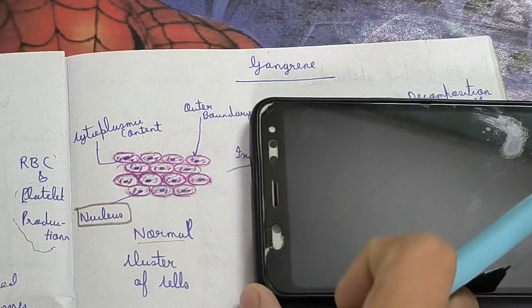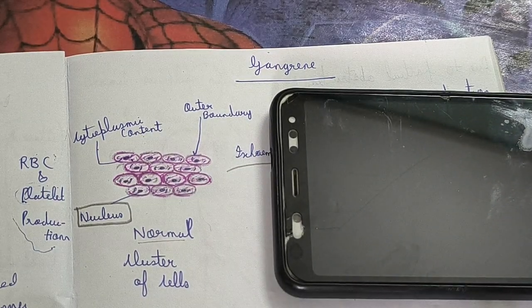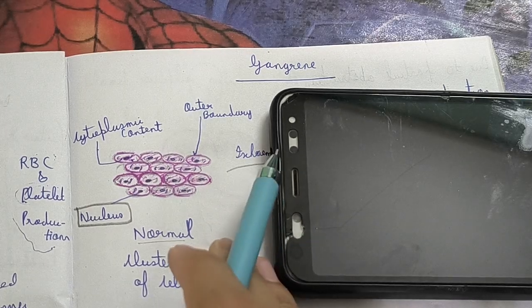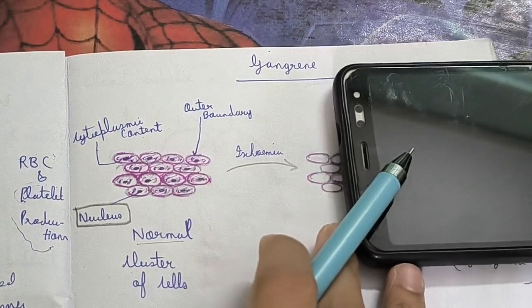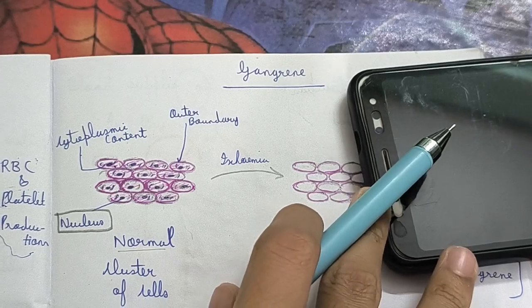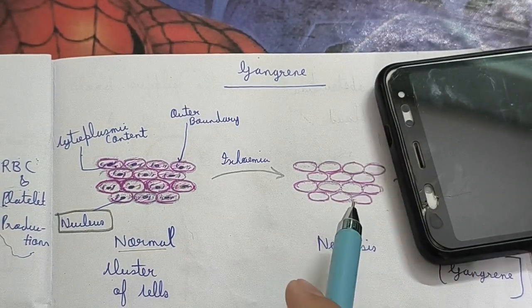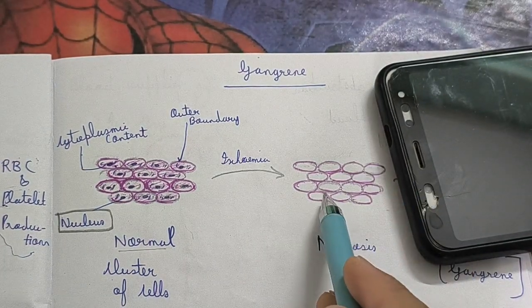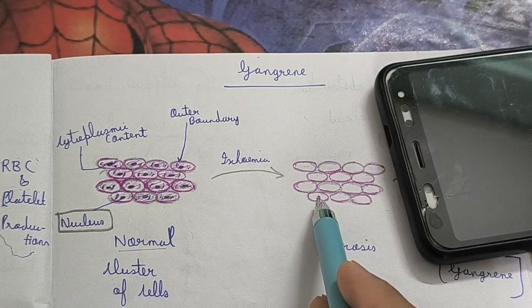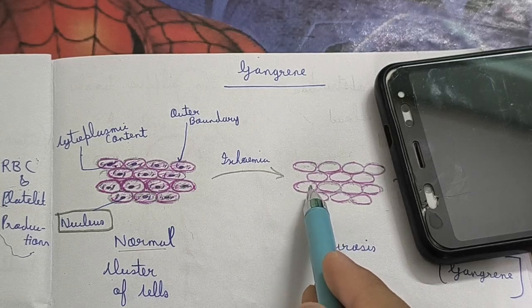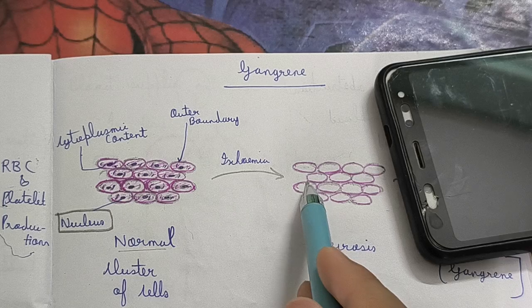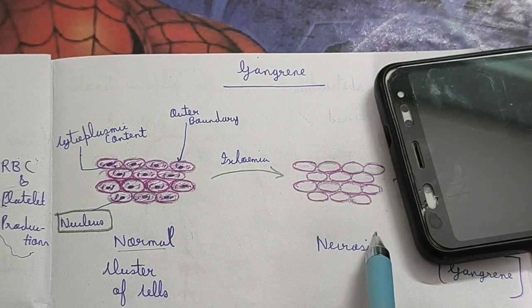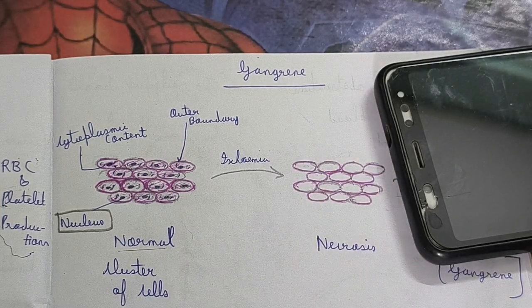Now slowly, due to ischemia, we know that ischemia leads to necrosis, like coagulative necrosis, liquefactive necrosis. So here you can see that necrosis occurs, basically coagulative necrosis. You can see the nucleus content is damaged, the cytoplasmic content is gone, only the outer membrane is present. So this leads to necrosis.